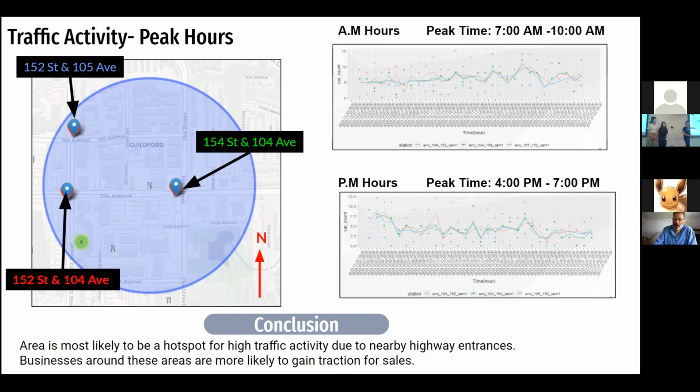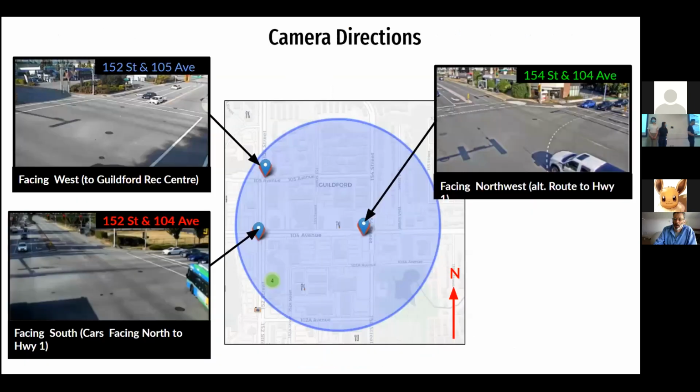And you might ask, since 152 and 105 is a little bit more north of Highway 1 than 152 and 104, you'd expect there to be more counts for 105 than 104. However, this is not the case shown. In the next slide, we'll discuss why. This ultimately doubles down on the emphasis on camera perspective.